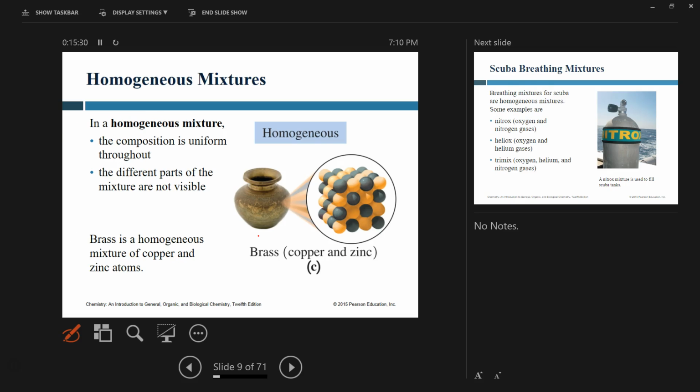Now mixtures can be homogeneous, like syrup, or salty water, or brass, or vodka. And does that make sense? So basically, you don't see the different parts of the mixture.